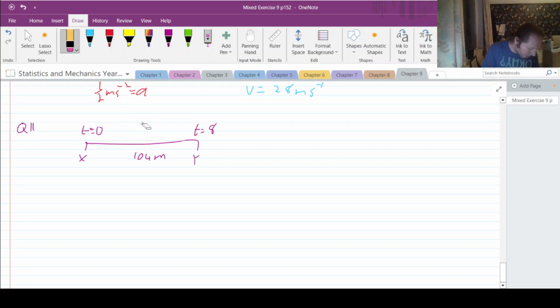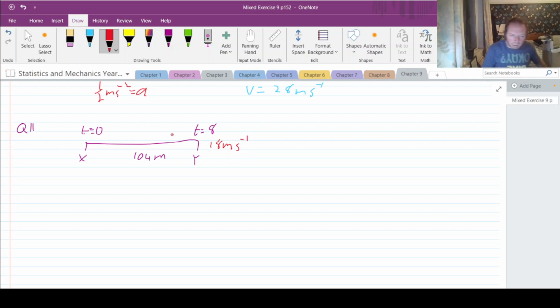To move from X to Y, and the speed of the particle at Y is 18 meters a second minus 1. Okay, fine. Find the speed of the particle at X. Let's have a look at the suvat on this then.